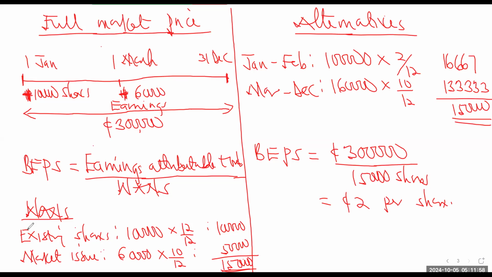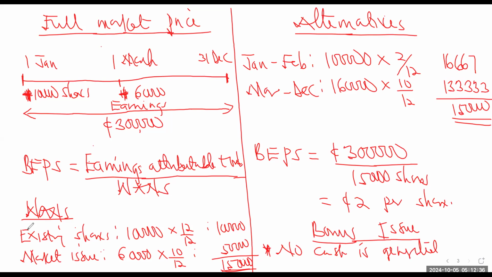Okay. The entity can also increase their number of shares using what we call a bonus issue. So the entity can increase their existing shares by doing a bonus issue. Bonus issue does not bring cash. No cash is generated. So bonus issue does not come with any cash. It is only the full market issue that we do it like this.